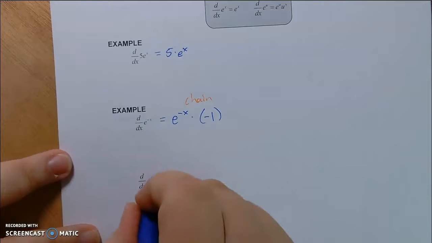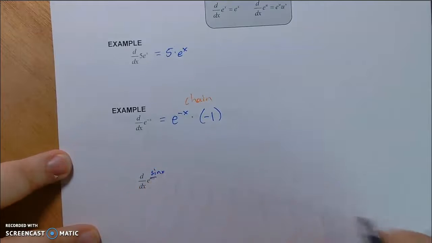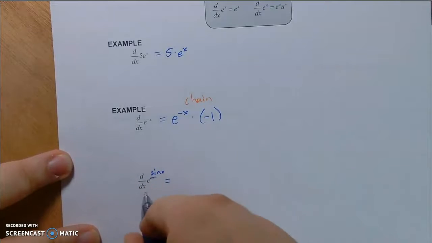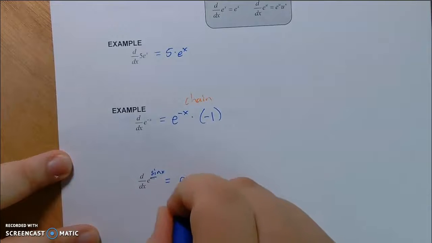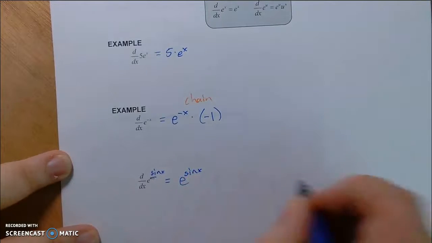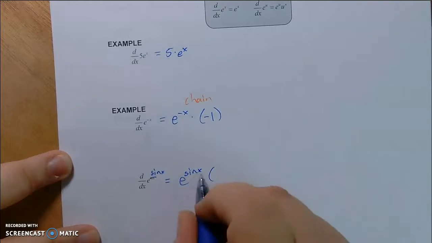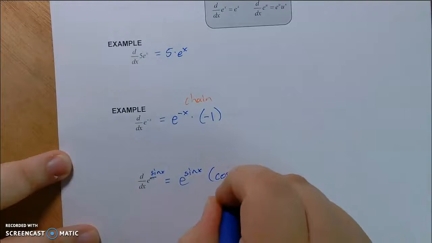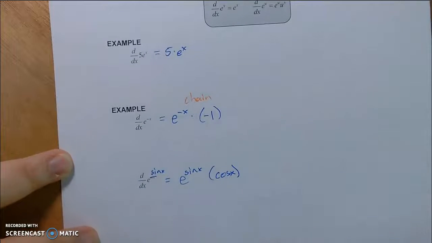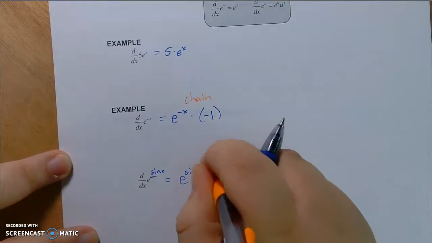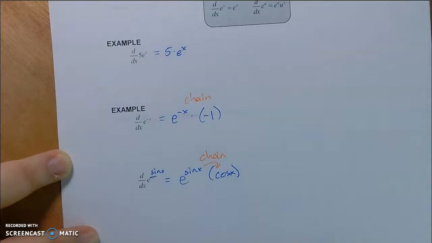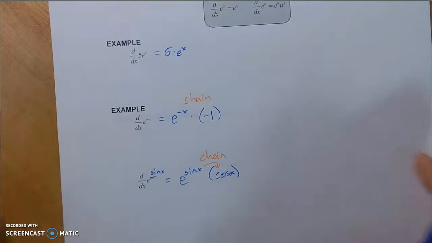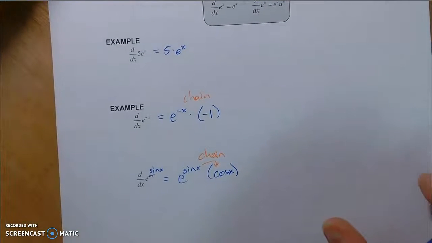There is a typo. That's supposed to be sine x. The derivative of e to the sine x, we rewrite. So e to the sine x times the chain rule. The derivative of sine x is cosine x. So again, chain this into that. And those are those examples. That's how easy the derivative of e to the x is.